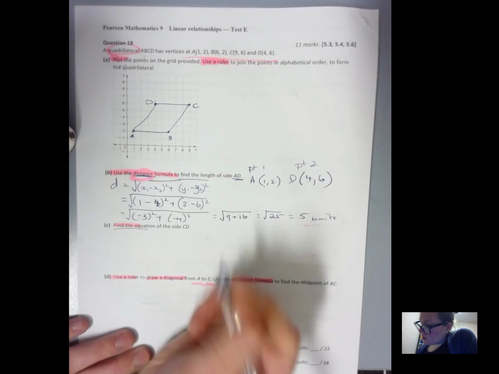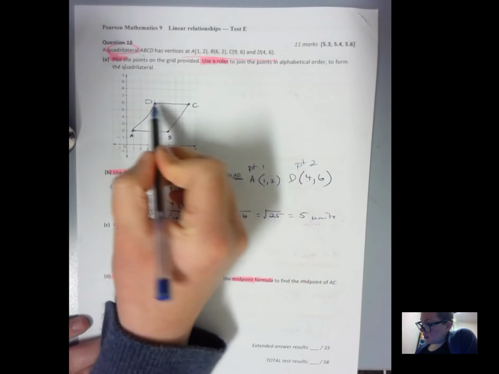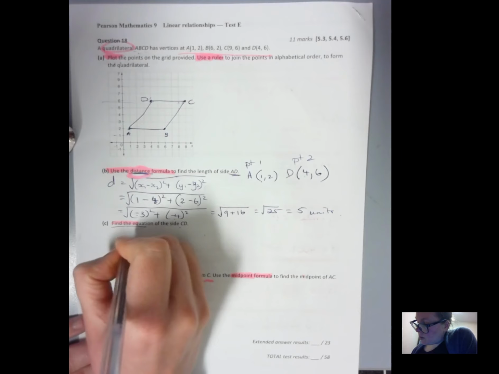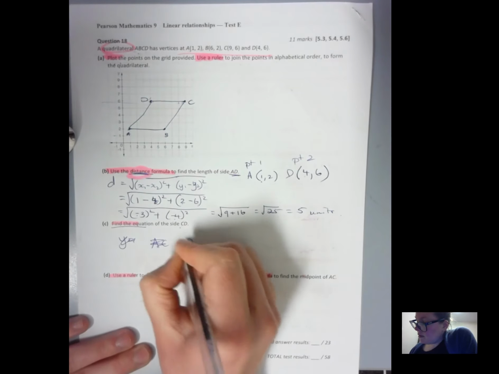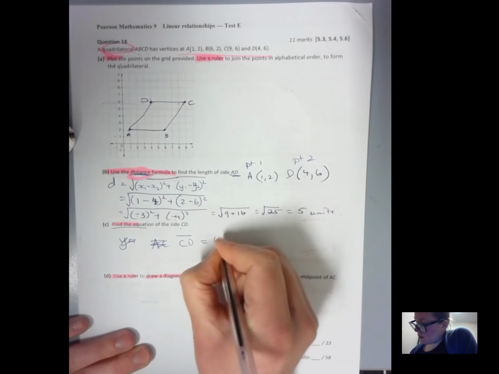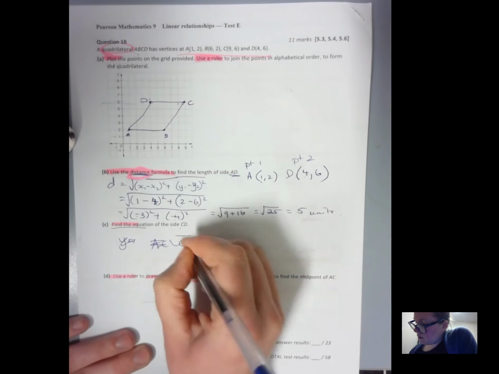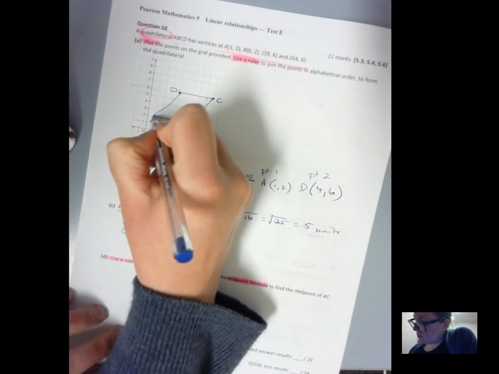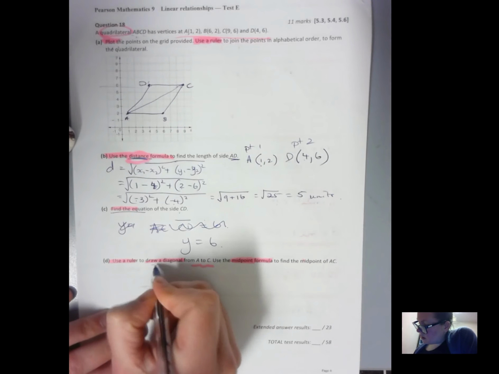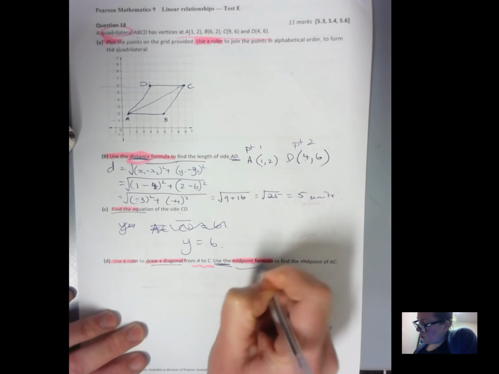Find the equation for the side CD. So the side CD is here. It is a horizontal line, so CD equals 6. Really, it's just y equals 6 for that equation. And the last one, use a ruler to form a diagonal and find the midpoint. Draw the diagonal, use the midpoint formula.